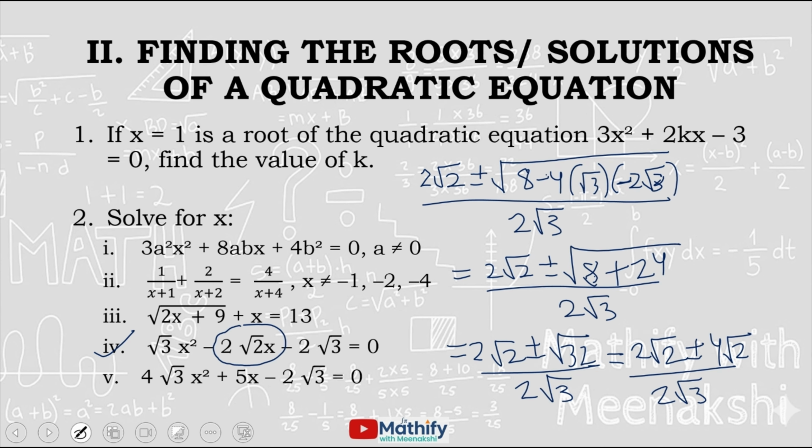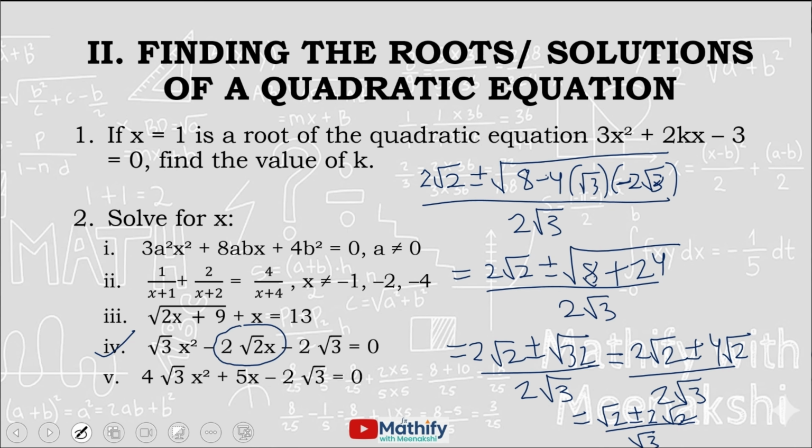What you can do? You can take 2 common from numerator and cut with denominator, or you can simply say that we can divide the numerator and denominator by 2. So what are we left with? Root 2 plus minus 2 root 2 by root 3. I have divided my numerator and denominator by 2. So we have root 2 plus minus 2 root 2 by root 3.